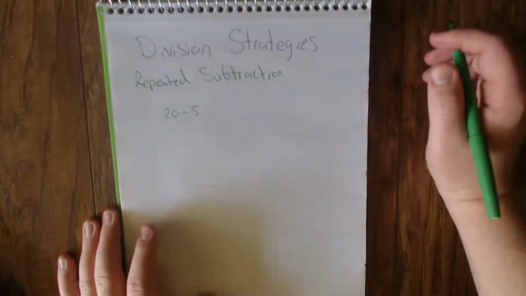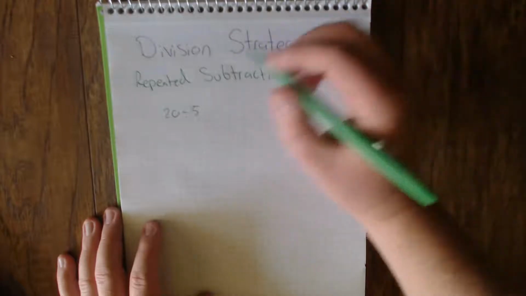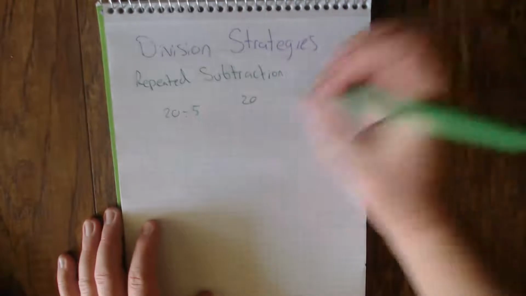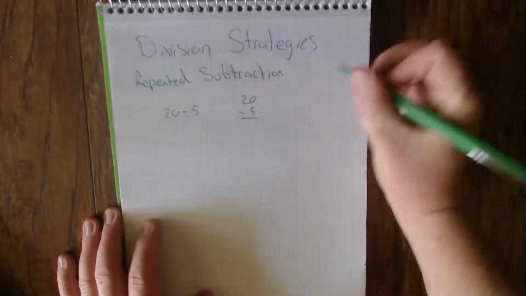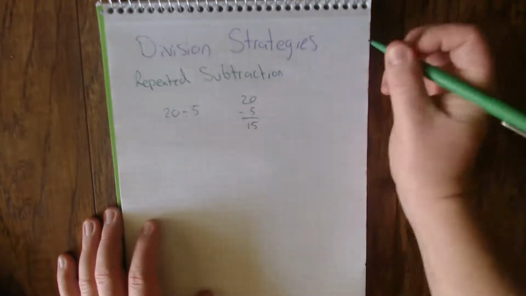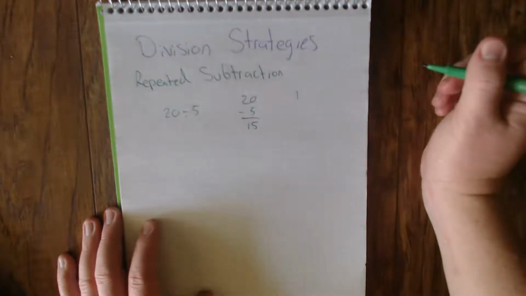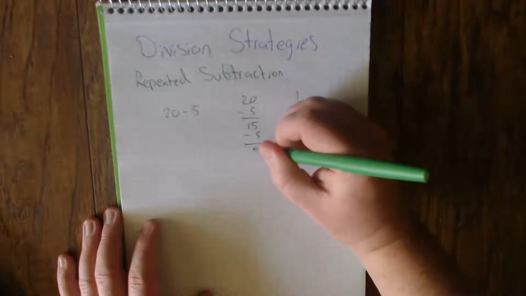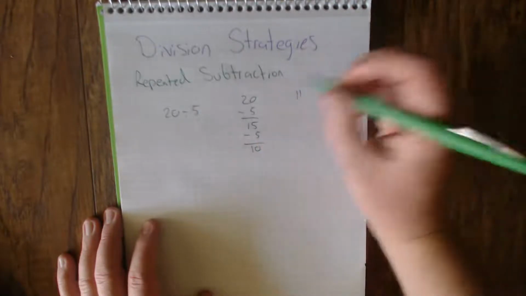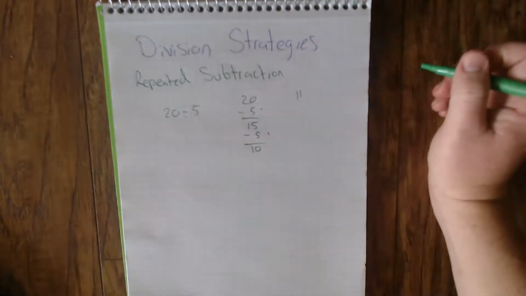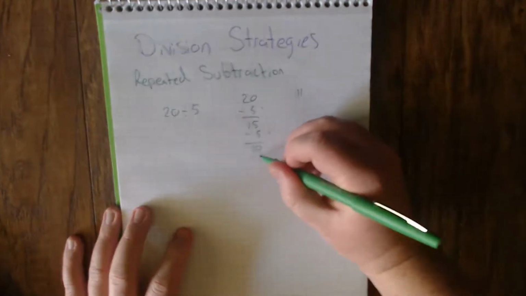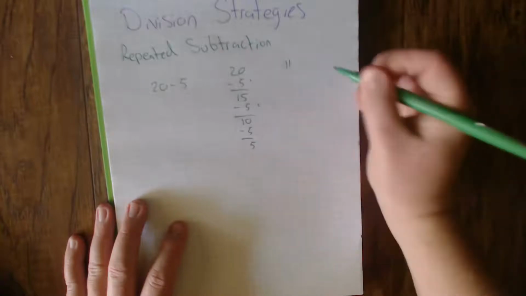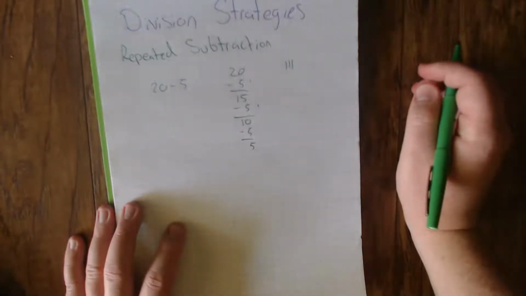So what we're going to do is take the number 20 and subtract 5 from it. So we subtract 5 and we get 15. So I'm going to put a tally over here. I subtracted 5 one time. Then I'm going to subtract 5 again. I'm going to get 15 minus 5, which is 10. I've subtracted 5 twice now. And then I'm going to subtract 5 one more time, and I'm going to get 10 minus 5 is 5. So I've subtracted 5 3 times.